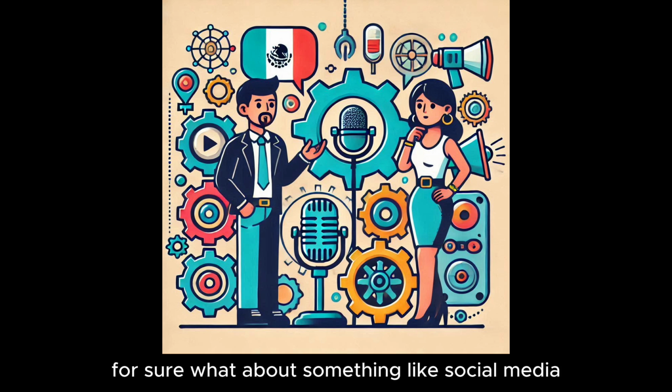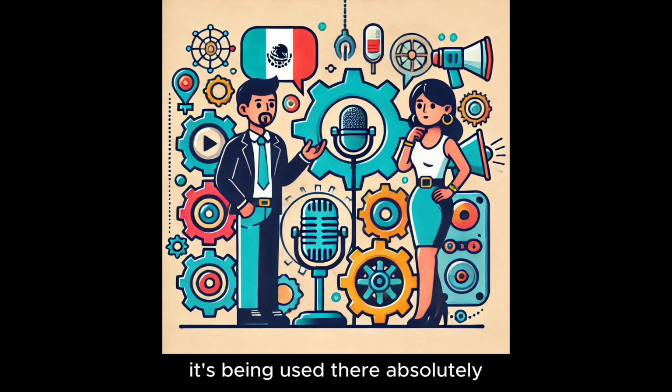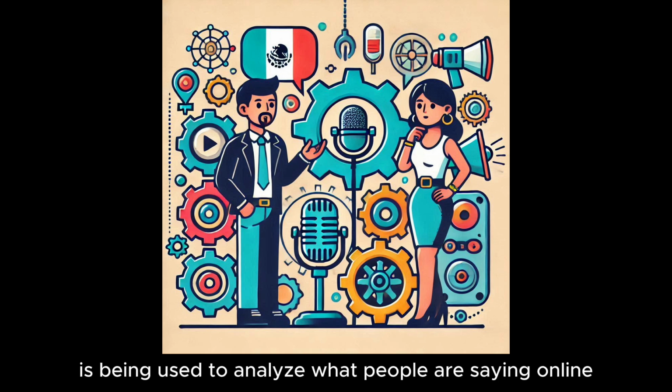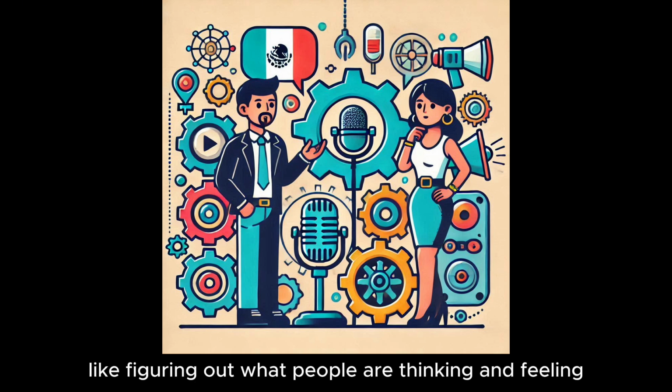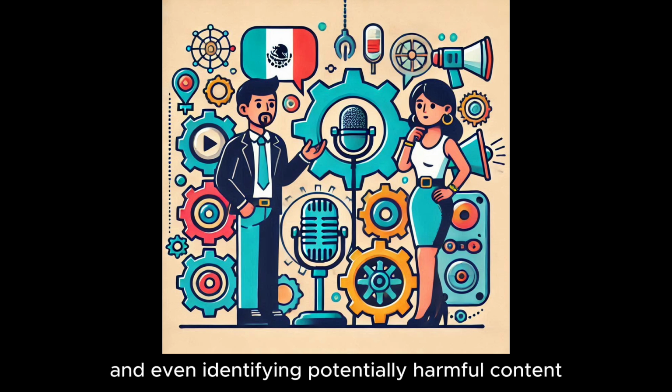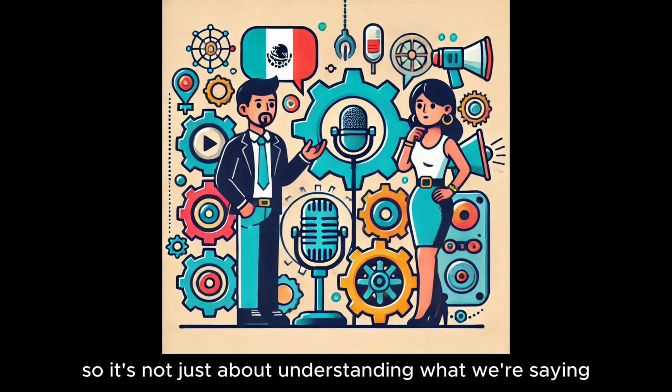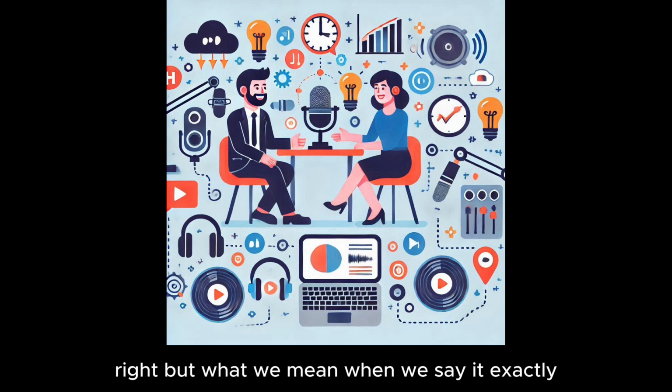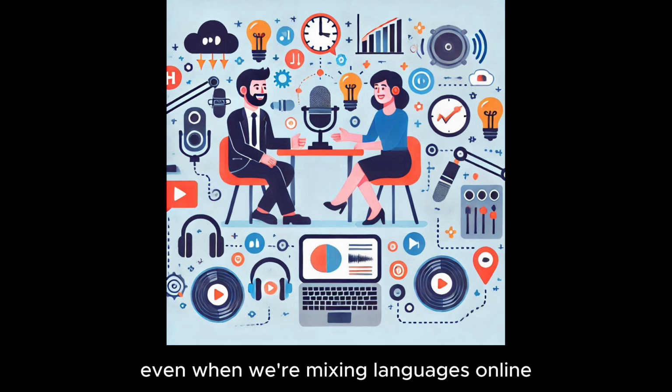What about something like social media? Oh, for sure. It's being used there. Absolutely. AI that can understand code-switched content is being used to analyze what people are saying online. So what, like figuring out what people are thinking and feeling? Yeah, things like figuring out public sentiment, tracking trends, and even identifying potentially harmful content. So it's not just about understanding what we're saying, but what we mean when we say it. Exactly. Even when we're mixing languages online. It's all connected. This is wild.